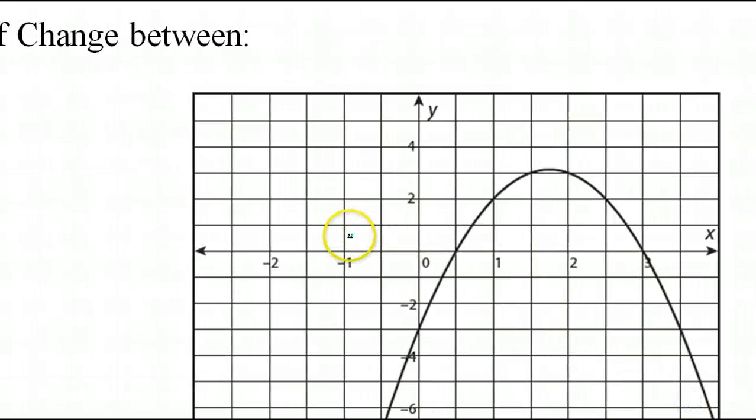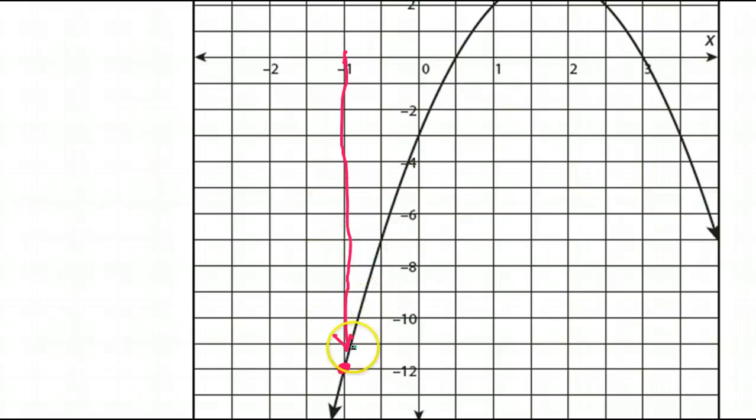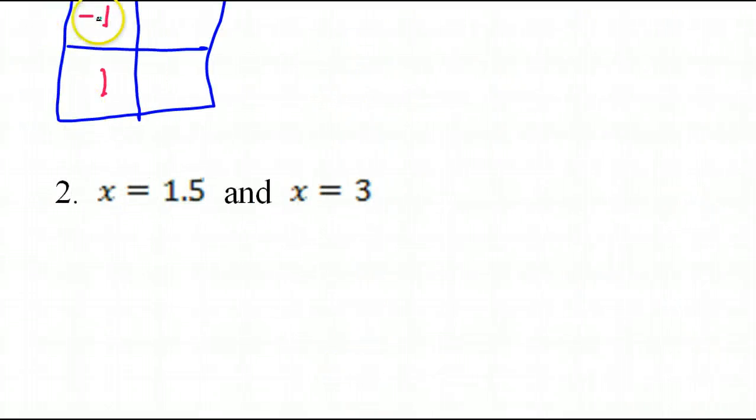Okay, so if I go to -1 on the x-axis, here I am on the x-axis at -1. To get to the graph, I have to go down, down, down, all the way to here. This y value is -12. So at -1, we have a y value of -12. So we have -1, -12.